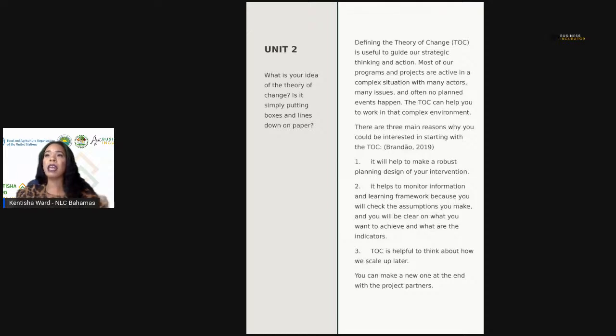There are three main reasons why you could be interested in starting with the theory of change for your business. It can help make a robust planning design of your intervention. It helps monitor information and the learning framework because you check the assumptions that you make and you'll be clear on what you want to achieve and what the indicators are.